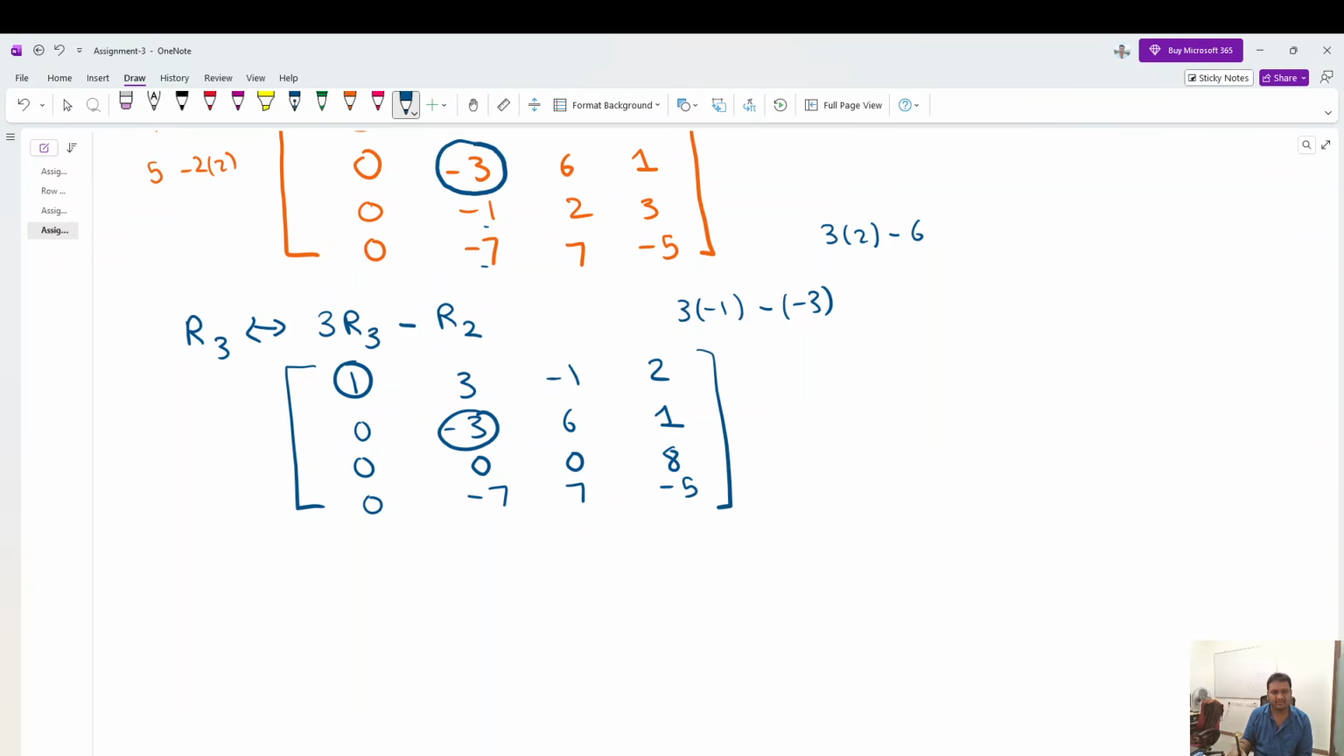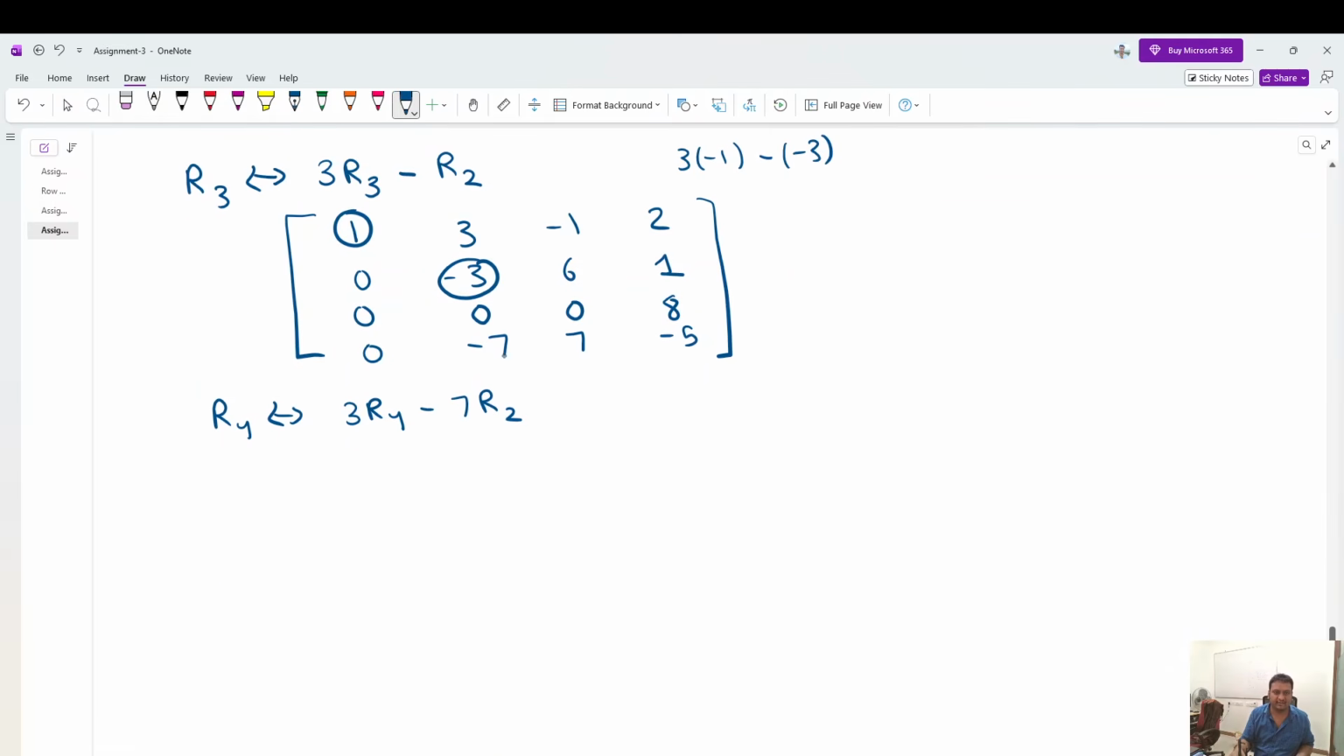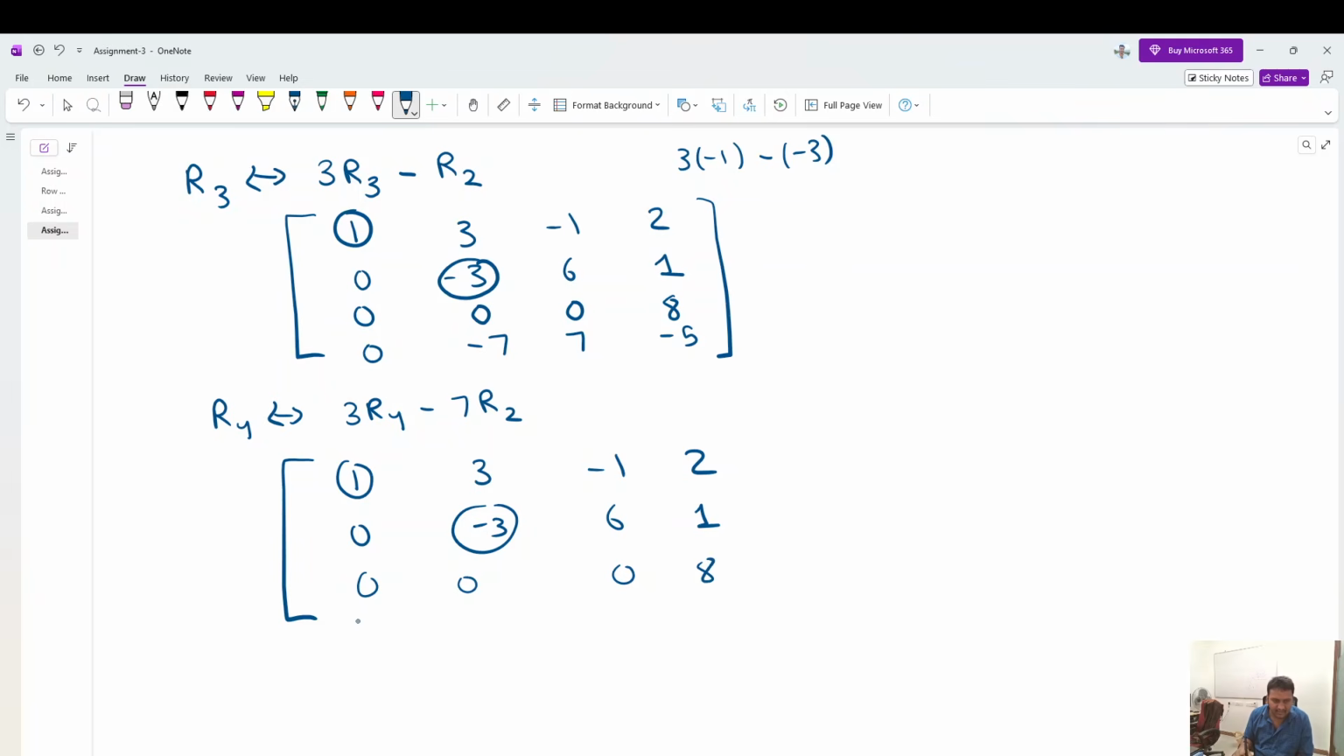Now let us change this also. Okay. So when you do this, how to do that? R4 changes to, just multiply by, say, 3R4 minus 7R2. That's all. So this will give you, in place of minus 7, you will get 0. So let us see what's happening. 1, 3, minus 1, 2, 0, minus 3, 6, 1, 0, 0, 0, 8.